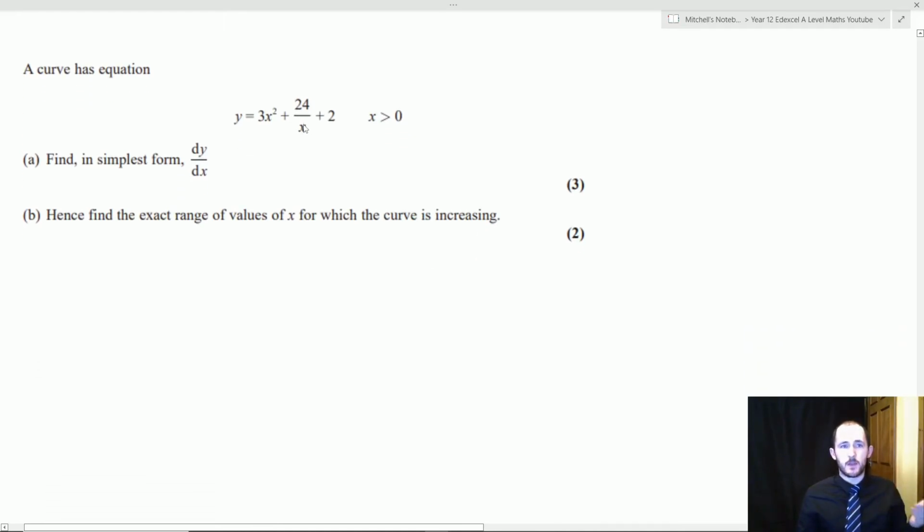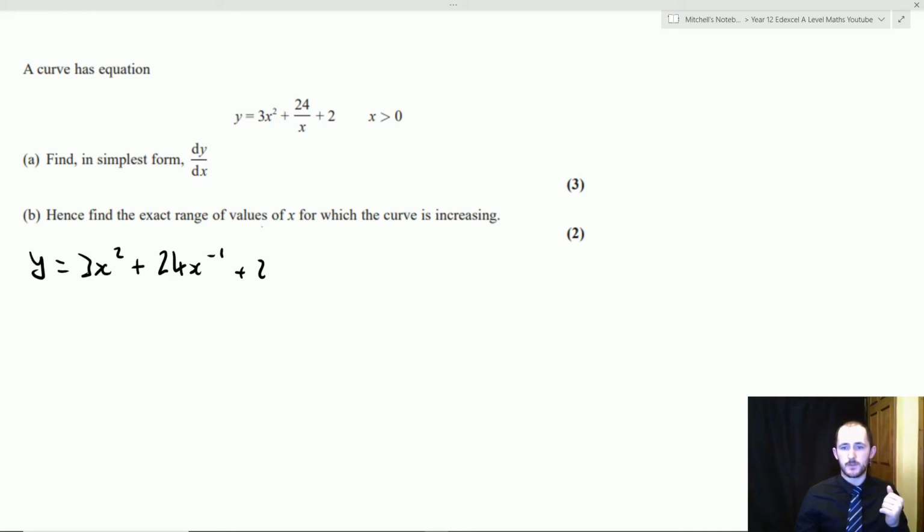This kind of question we've come across before, because we had an example question like it. Let's go through it again. So first of all, we need to write y in terms of indices. So we want to change this to x to the minus 1 plus 2. Now for part A, we're going to just simply differentiate. Easy, right? 3 marks for that.